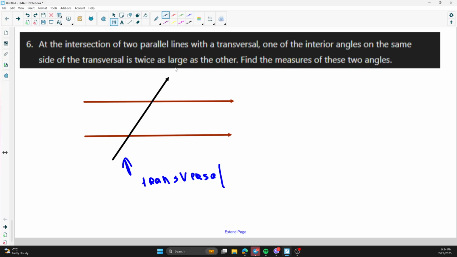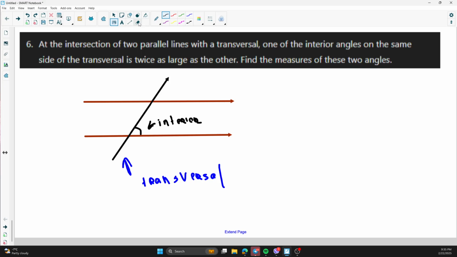Now, what does interior angle mean? This one is called an interior angle because it's inside the parallel lines. This one is the same thing as the one that I just wrote above. This one is an interior angle. This one is an exterior angle. It actually doesn't matter here, but maybe you have a problem that specifically denotes the interior angle. So the interior angle on the same side of the transversal is twice as large as the other.